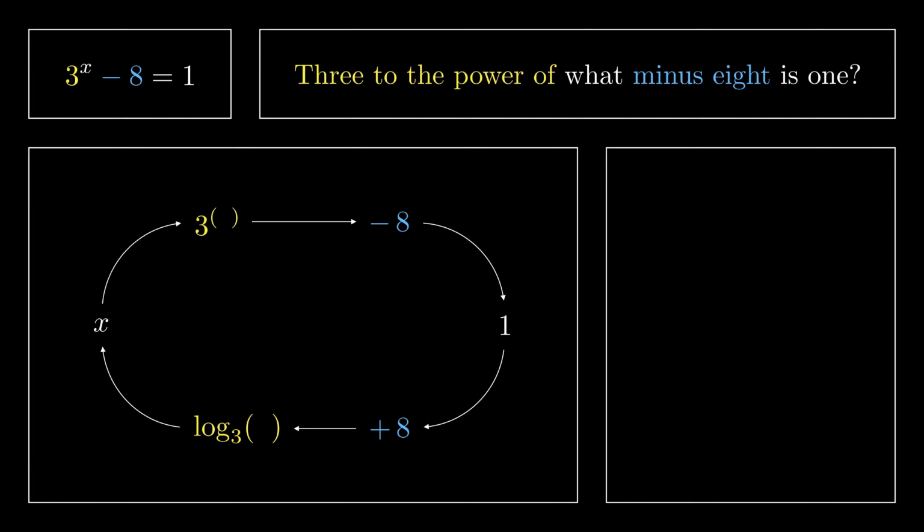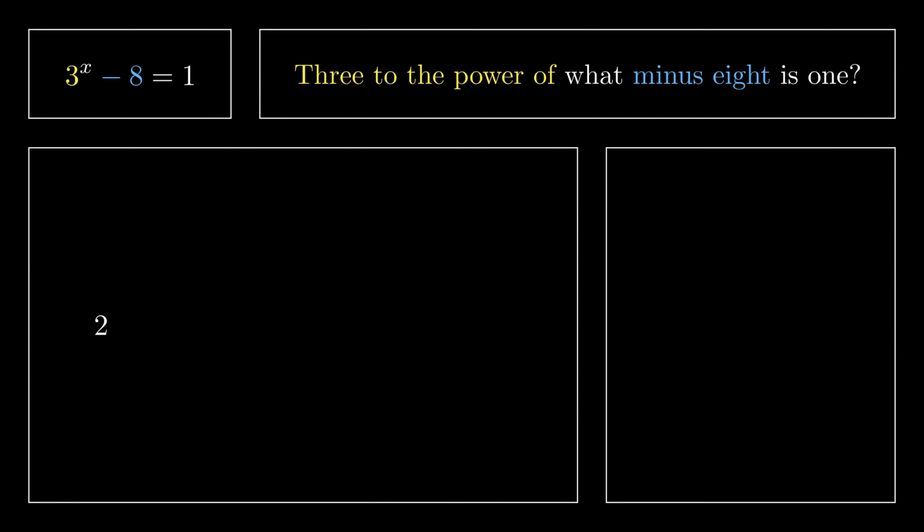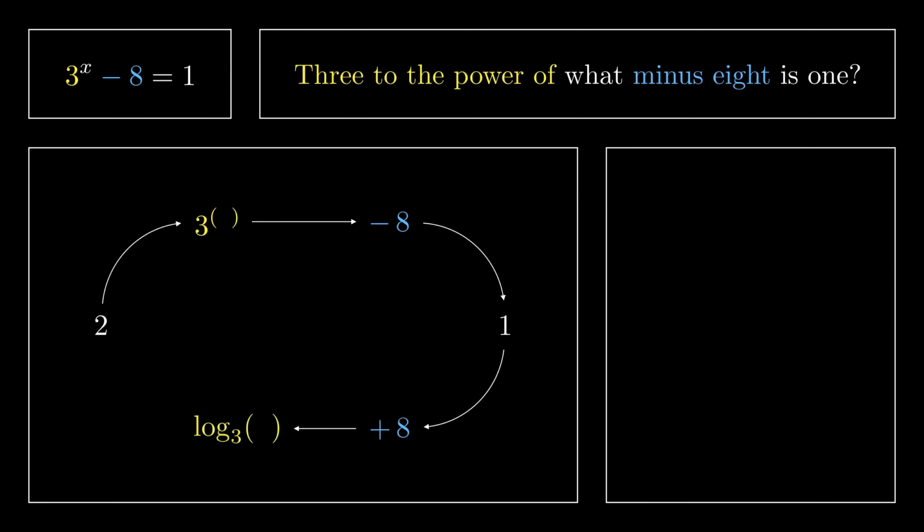So good, 1 plus 8, that is 9, and then log base 3 of 9, right? That is asking you 3 to the power of what is 9? And that is 2. Let's check it. 2 exponentiated base 3 is 9, minus 8 is 1. 1 plus 8 is 9, log base 3 of 9 is 2. Right, so it checks out. That works good.